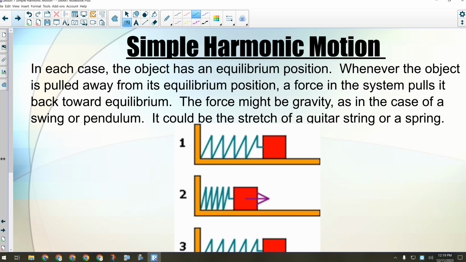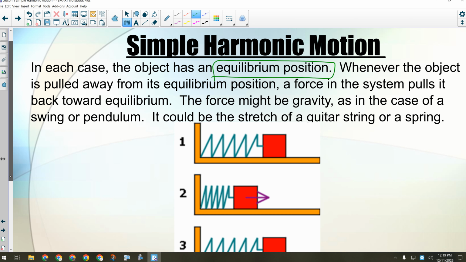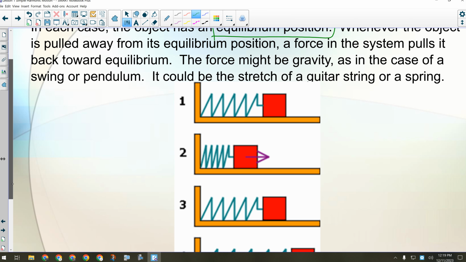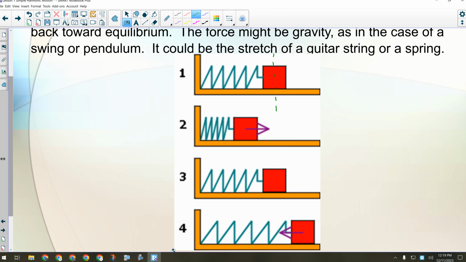Okay, so we talked about this equilibrium position. That is where the object would sit were it not disturbed. So for this example here, the equilibrium position would probably be right here. This thing is going to oscillate back and forth, and as it oscillates, it will compress the spring, stretch the spring, and go back through equilibrium each time. Everyone all right with that?